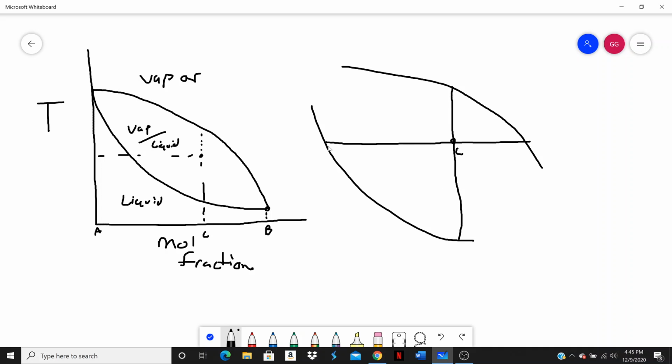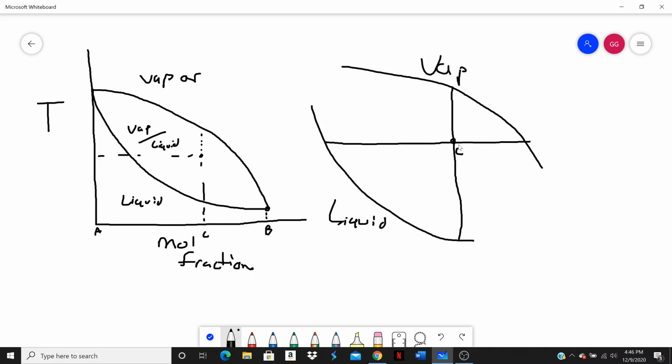If we draw our lines so that we can see where point C lands on the bounds of our vapor-liquid equilibrium, using the lever rule, we can determine the relative amounts of vapor to liquid. So if this is, remember, our vapor above and our liquid below, we can see that point C lands closer to the vapor side, and that means that our ratio of vapor to liquid is going to be heavily favored. It's going to be mostly vapor.